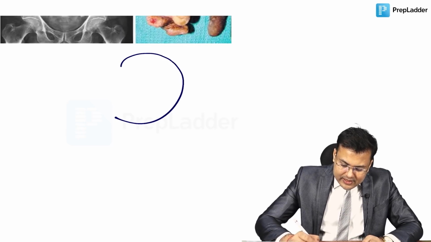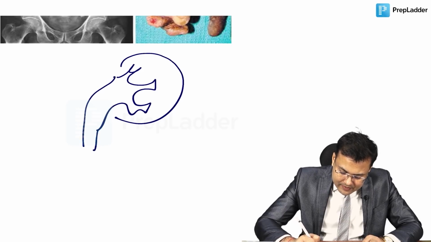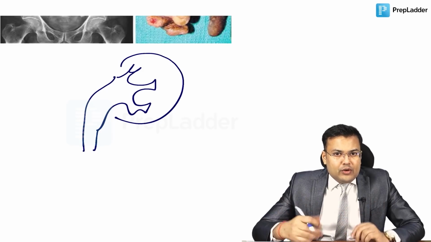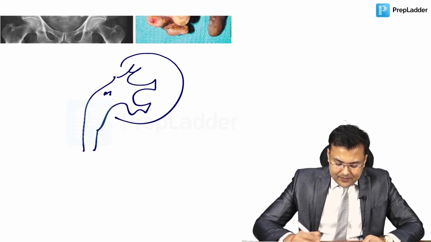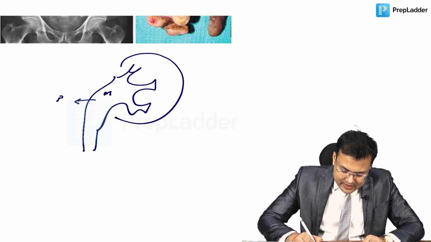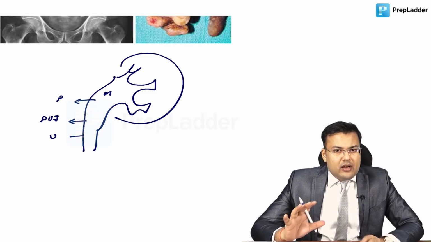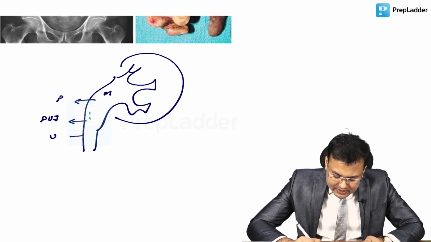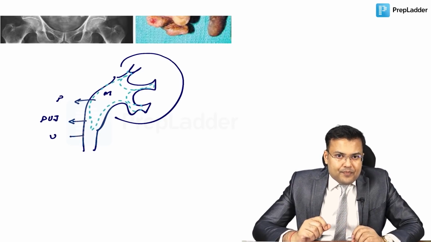Here you can see that this is the kidney. These are the minor calyces. How many minor calyces are there? There are 3 to 5 minor calyces. These join together and form the major calyx. After that there is the pelvis, then the ureter, so there is the pelvi-ureteric junction. Struvite stones are very large, so large that they fill the pelvicalyceal system.